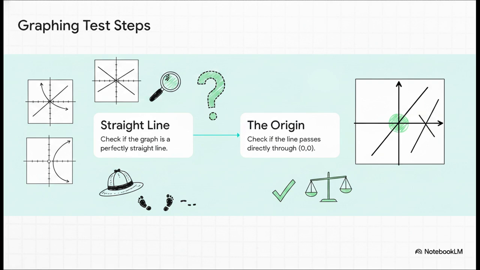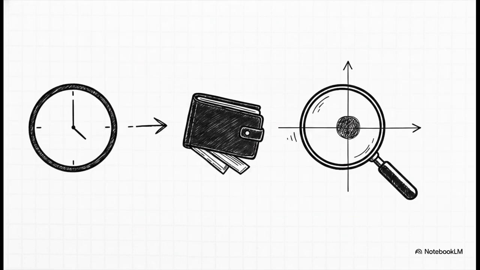Does that straight line pass directly through the origin, 0, 0? If it misses the origin, it fails the test. Period. You might be wondering, why are we so obsessed with the origin? Well, because context really matters. In a real-world proportional relationship, 0 inputs absolutely must result in 0 outputs.